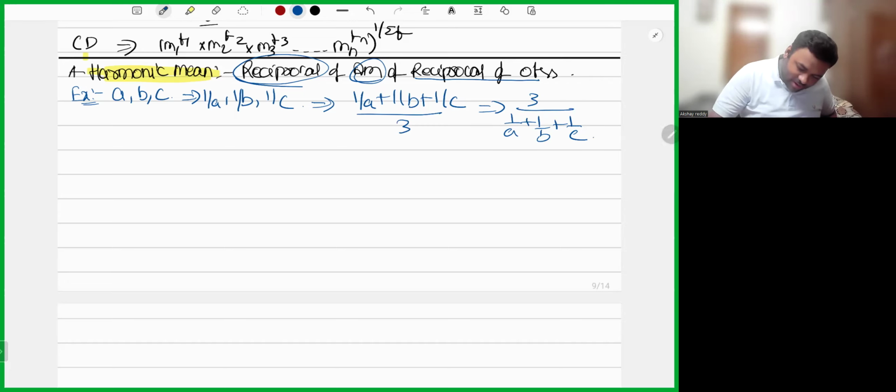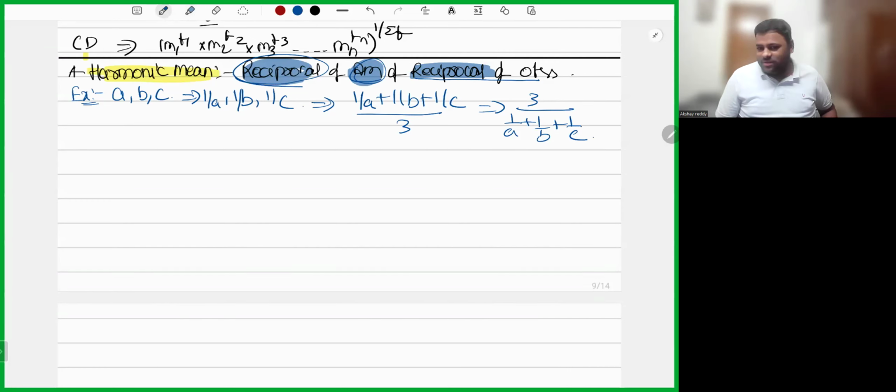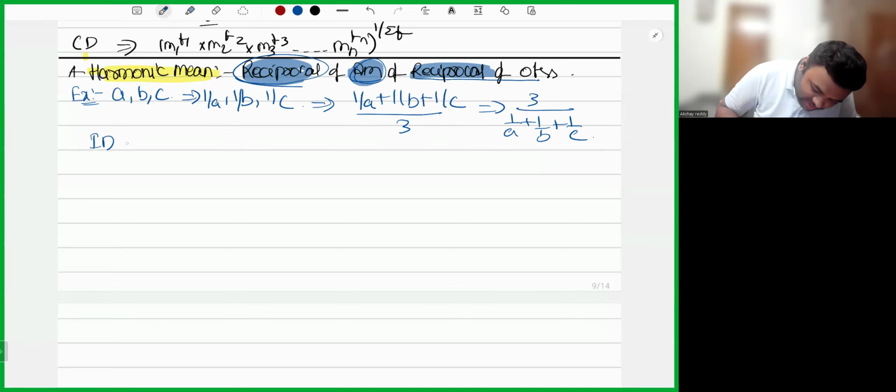First I have done reciprocal. Then I did arithmetic mean. Then I did reciprocal of the same. So that's the reason: reciprocal of arithmetic mean of reciprocal of observations. So for individual data, what is the formula? The formula will be n divided by 1 by x1 plus 1 by x2 plus 1 by x3, so on till 1 by xn.